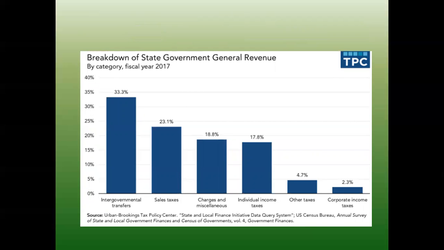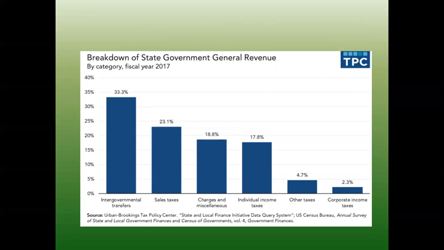So where do state governments get their revenue? As we see, a lot of the revenue that state governments get doesn't actually come directly from them taxing the people within their jurisdiction. About a third of all money for state governments comes from the federal government in what we call intergovernmental transfers. When you take a look at the rest of the sources of revenue, as I mentioned, the sales tax is the largest source of revenue.